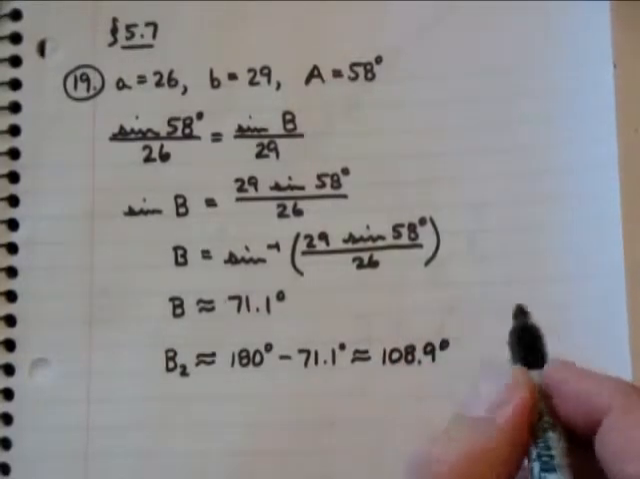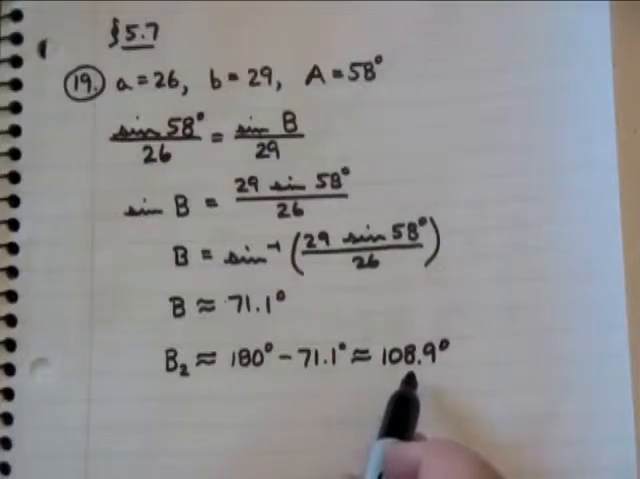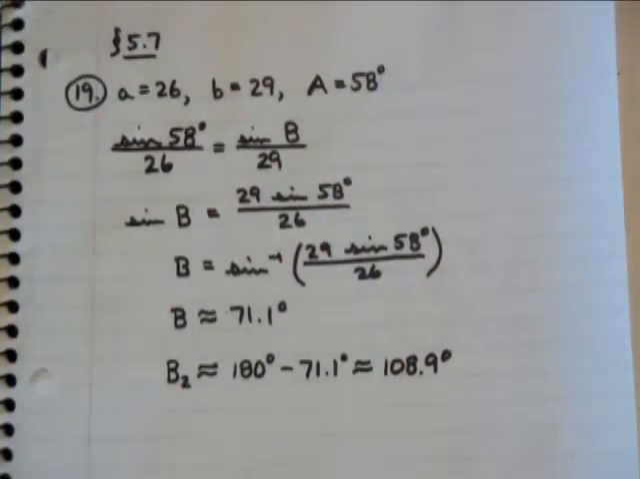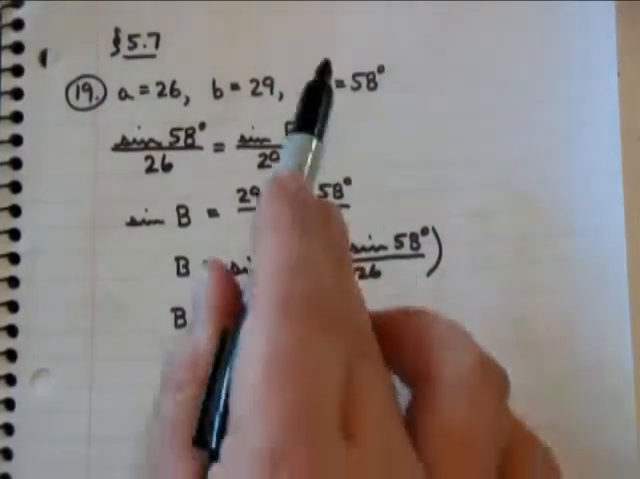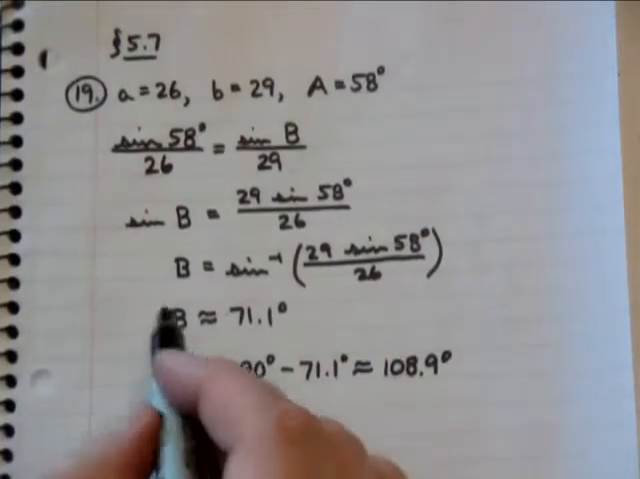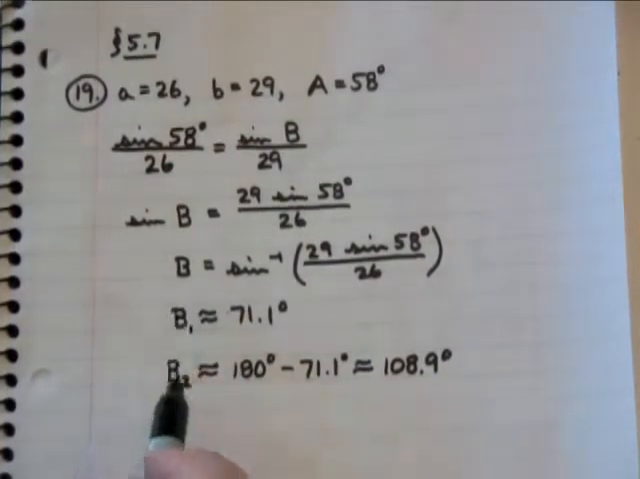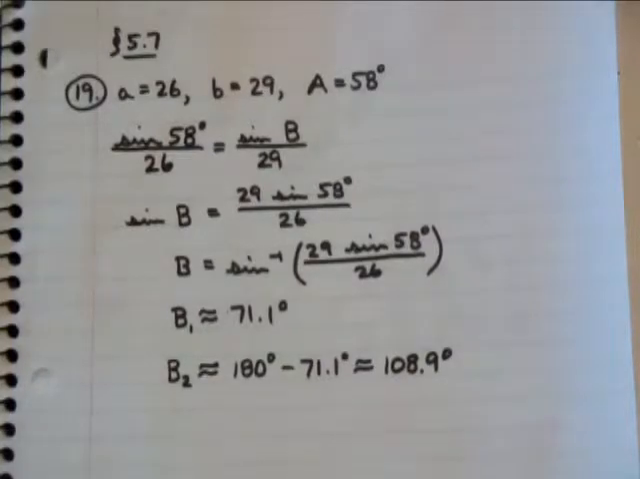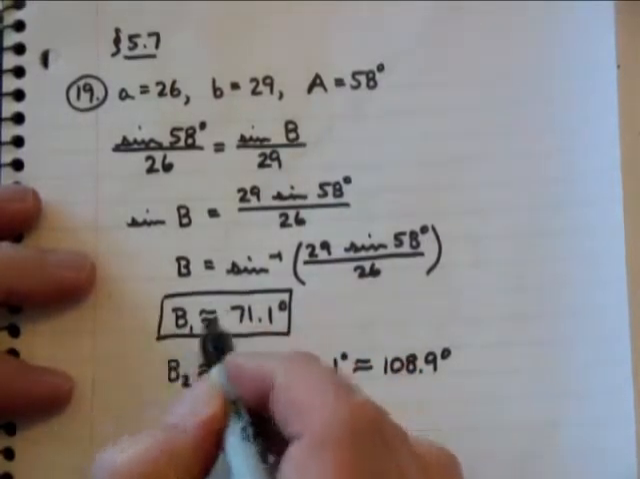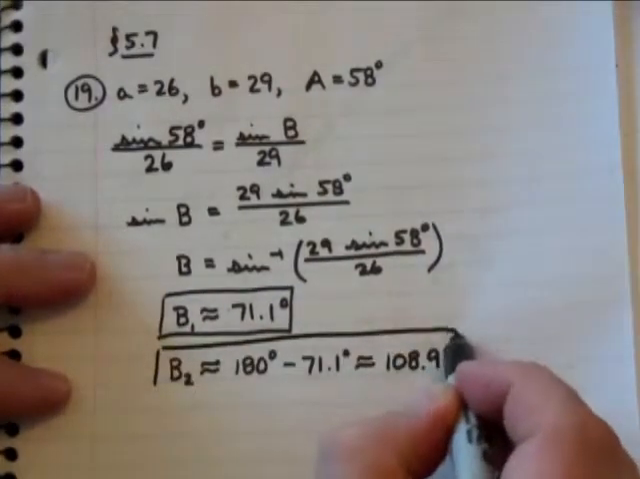108.9 degrees. Is it possible to have an angle in a triangle that's 108.9 degrees at the same time as an angle of 58 degrees? Well, yes, because they add up to less than 180 degrees, that is possible. So this particular triangle has two different solutions. So we're going to track both of those solutions as we finish out the problem. So I found B in both cases.